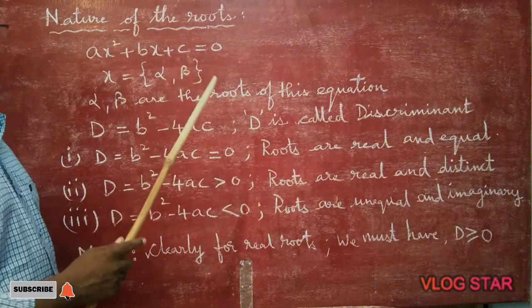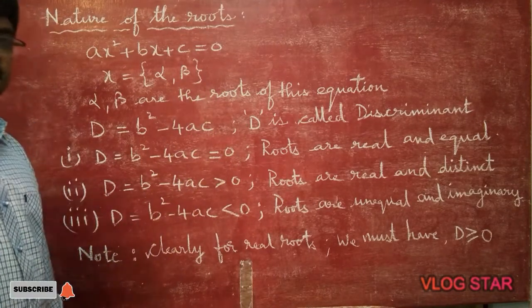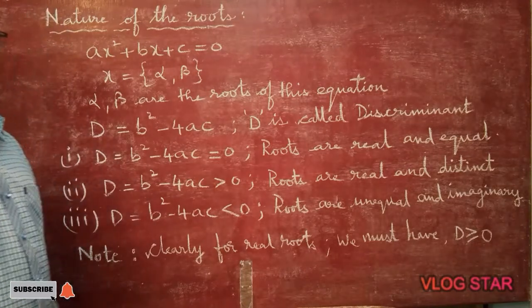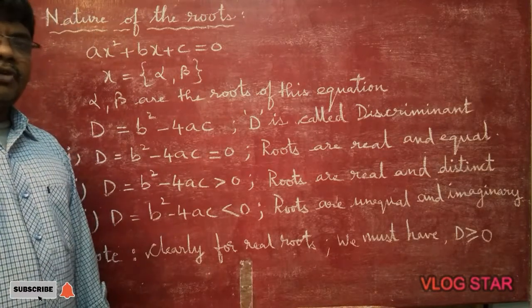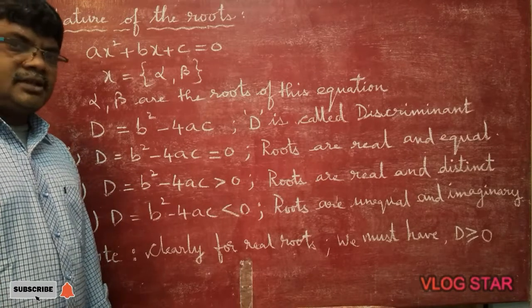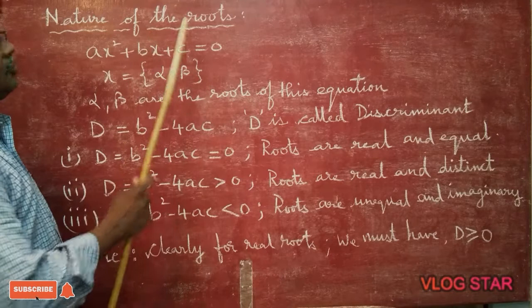Quadratic equations. We are in another topic. First we have learned quadratic equations, how to solve by finding factors. Second, by formula. What is that formula? Roots formula: minus b plus or minus square root of b square minus 4ac by 2a. Today we are going to learn nature of roots.